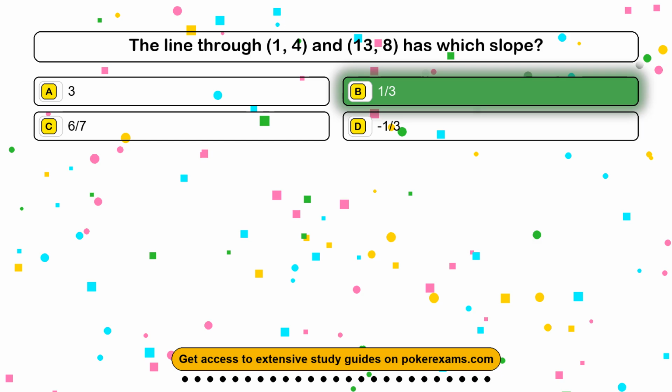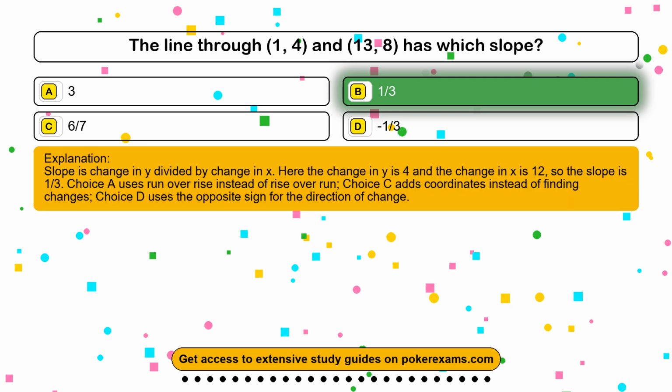The correct answer is option B. 1/3. Slope is change in y divided by change in x. Here the change in y is 4 and the change in x is 12, so the slope is 1/3. Choice A uses run over rise instead of rise over run, choice C adds coordinates instead of finding changes, choice D uses the opposite sign for the direction of change.